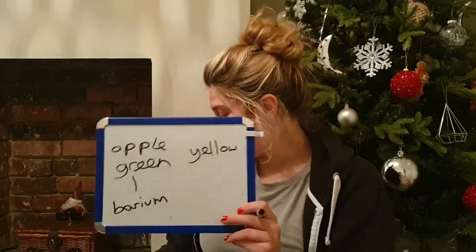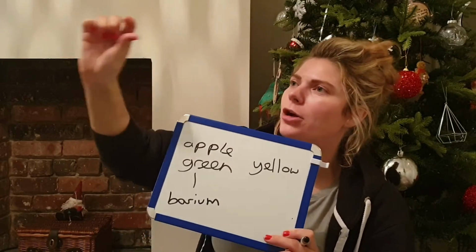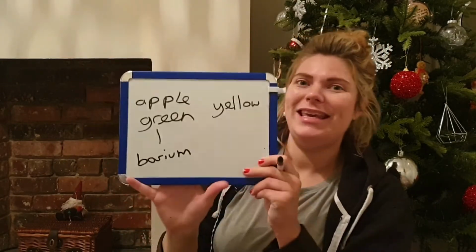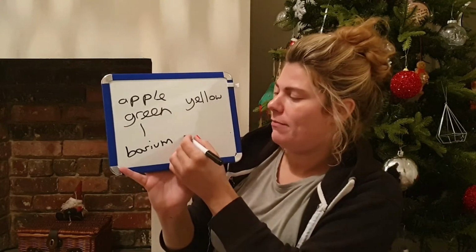Yellow. If we look back, we had chloride, bromide, iodide. The colours got darker. Yellow is the darkest colour. Therefore, it means it's iodide.